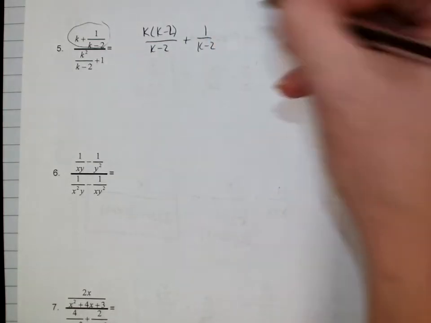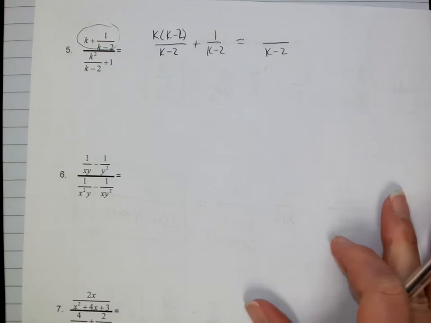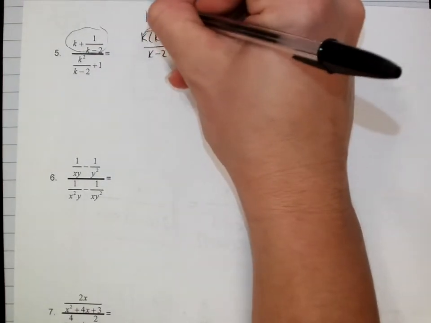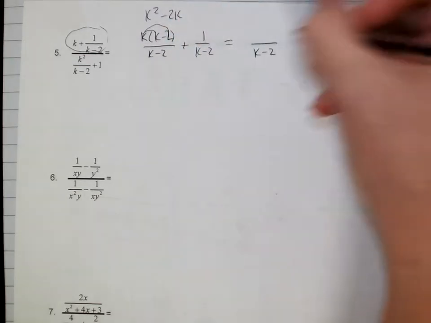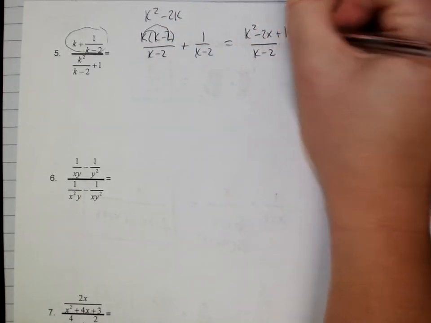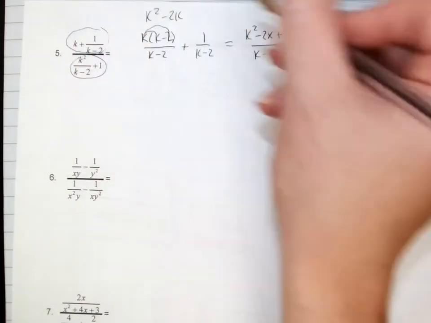When I get ready to simplify that, I know the bottom's just k minus 2. For the top, I'm going to have to do a little bit of work. So if I distribute that, that's k squared minus 2k plus 1. There's nothing else I can do to that. So k squared minus 2k plus 1. Similar thing down here when I do this one.